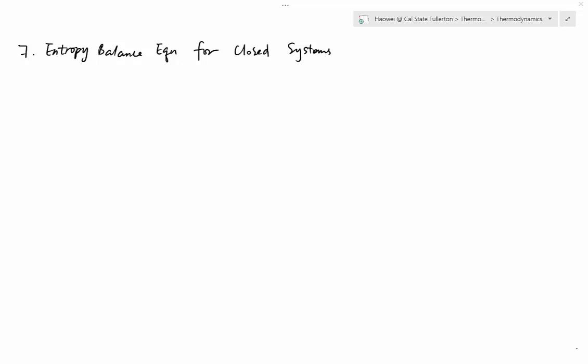Next, we introduce the entropy balance equation for closed systems. Let's recall, if the process is reversible, then the definition of entropy is derivative capital S, which is entropy, equal to delta Q, heat transfer, over temperature T. What if the process is irreversible, which is more common in this world?